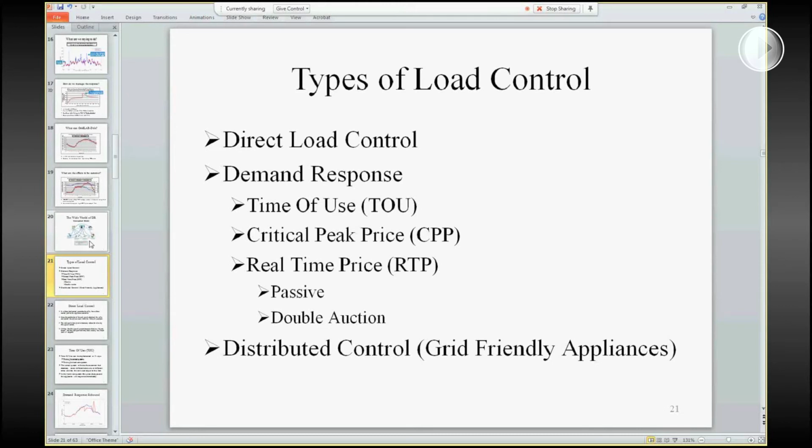Demand response, in more classical terms, is time of use, critical peak pricing, and real-time pricing. This is both a passive response to a price signal or to what we'll call a double auction market, or this idea that I was talking about with the Olympic Peninsula demonstration. And then we're also looking at a number of different types of distributed controls, aka things like grid-friendly appliances, where you're responding only to local information like voltage or frequency and performing some kind of response doing that.